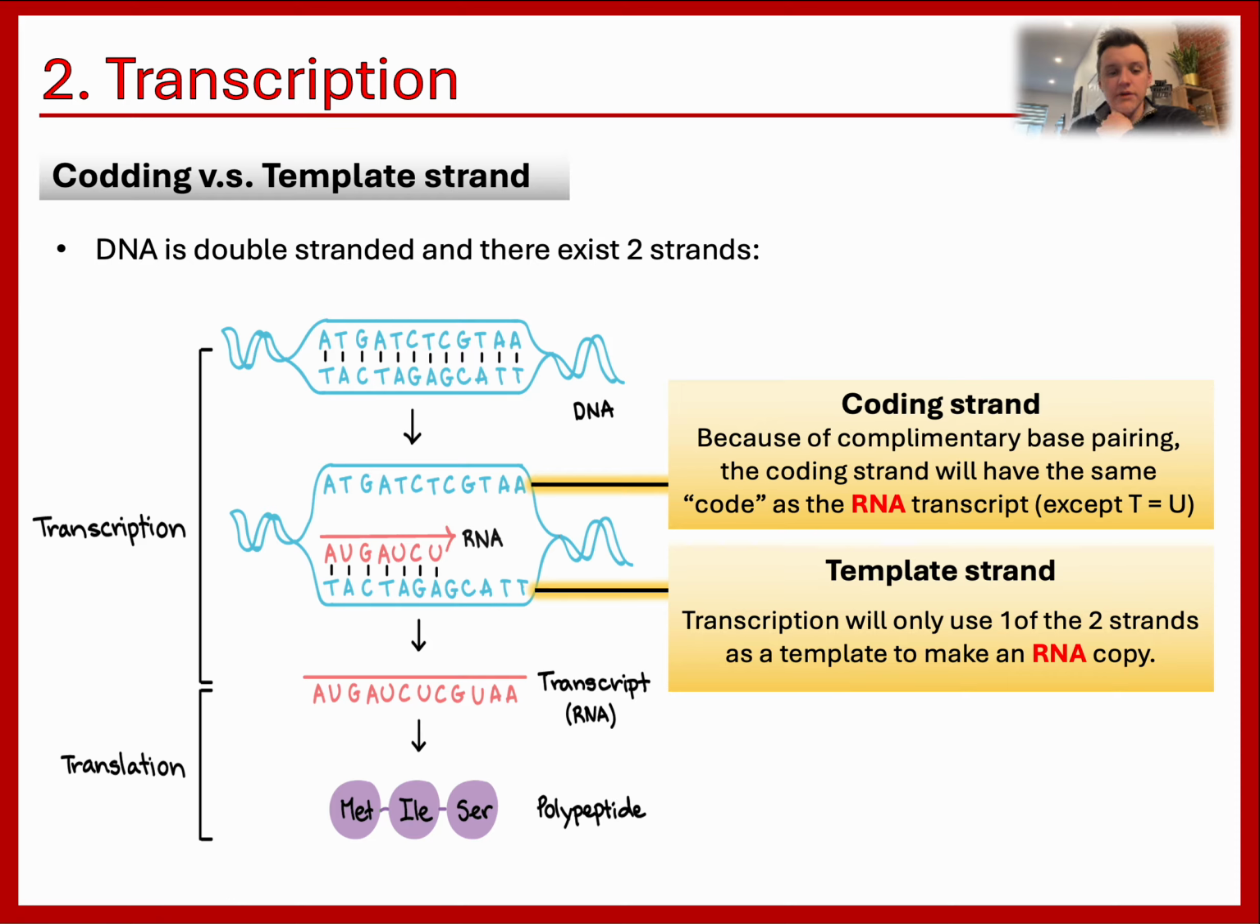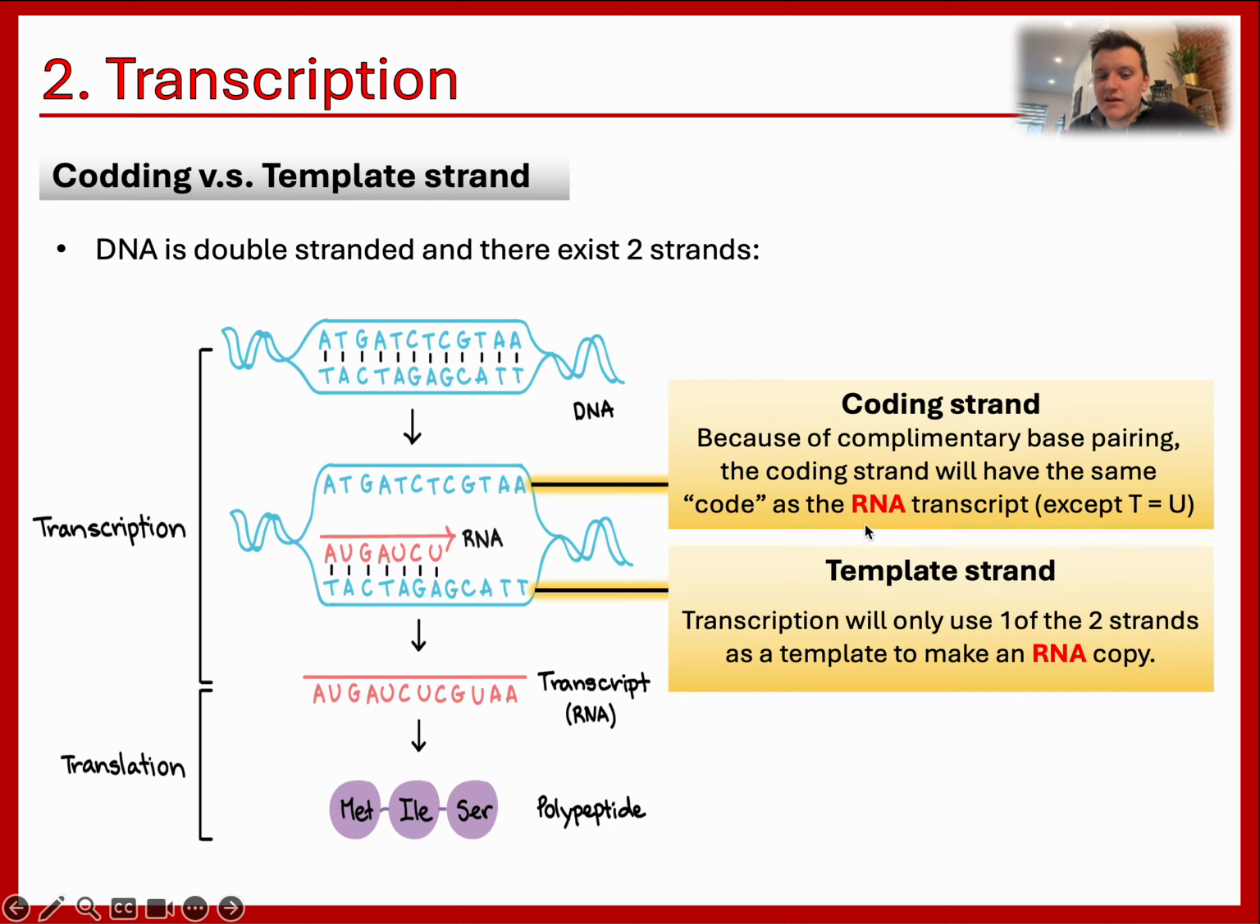Now, you're going to see that the coding strand and the template strand are a bit different. Let me explain the difference. The template strand, TACTAG, this one on the bottom here, is the template to make the RNA. So transcription will only use one of the 2 strands as a template to make an RNA copy. It's not going to use both. It's just going to read through one. Look, the RNA here is base pairing and making this RNA based off the template. That's what a template is.